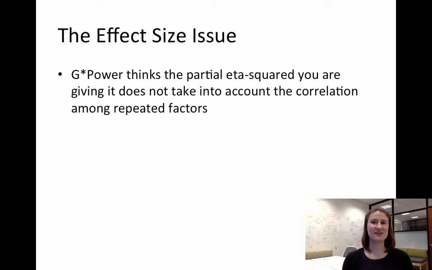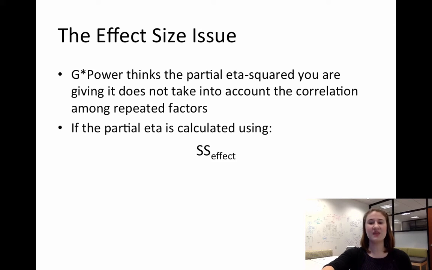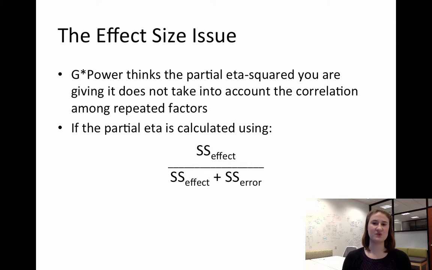The issue is that a lot of times the partial eta squared we have actually does already include the information about that correlation in the effect size itself. So some of you may be familiar with a particular formula for calculating partial eta squared, and this is the sum of squares of the effect divided by the sum of squares from the effect plus the sum of squares for the error.